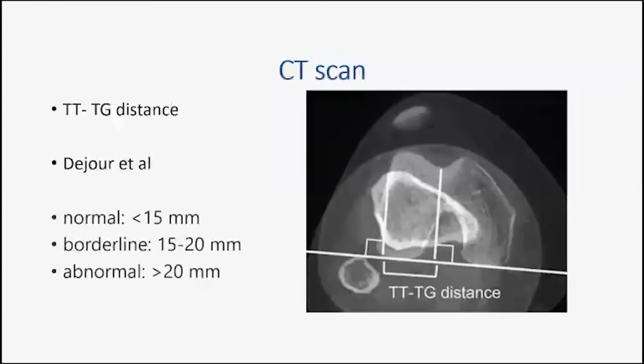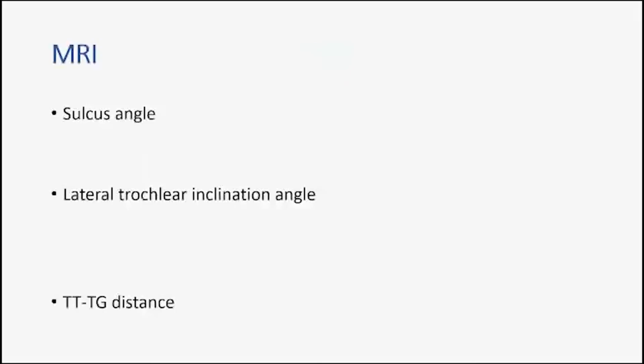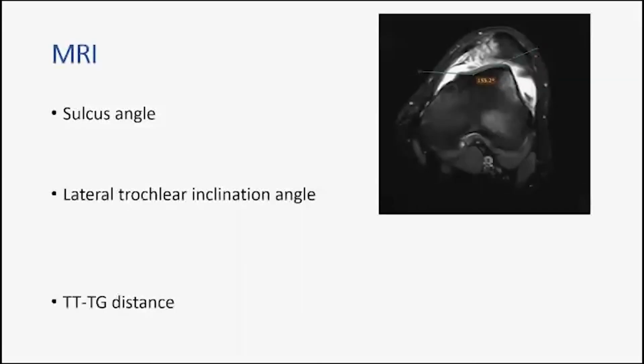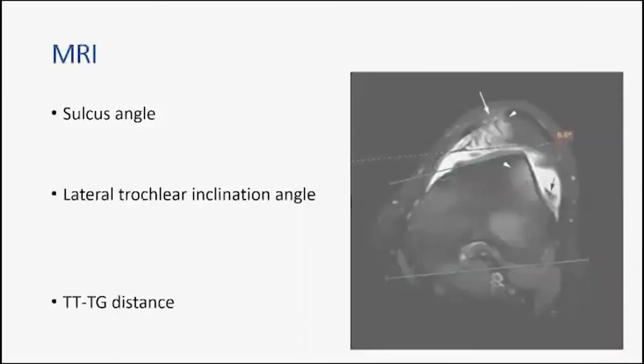We can assess, according to Dejour, by superimposed CT scan. We can measure the tibial tuberosity to trochlear groove distance. It's normal if less than 15 millimeters, borderline from 15 to 20. More than 20, we have to do something about it because it is a risk factor. Almost every risk factor can be assessed within the MRI: patellar tilt, lateral sulcus angle, lateral trochlear inclination angle, and the TT-TG distance also can be assessed using the MRI.